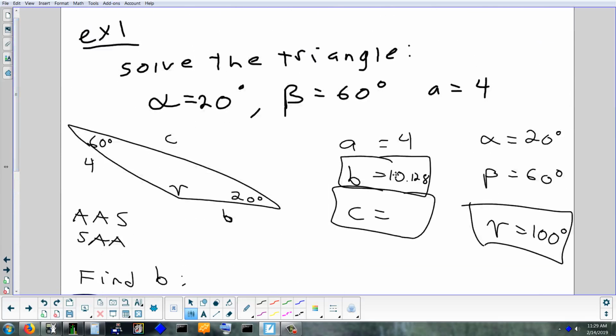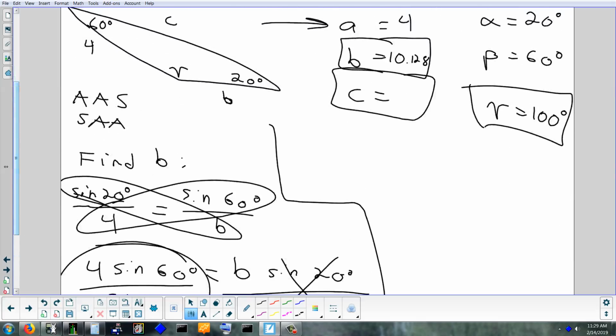So I have a choice now. I have two rows that have everything in them. I could use either row to find C. Which row should I use? Yep, A. How come? Because it was already given, and you have to calculate B, so it might not be accurate. Right. So at least if we made a mistake finding B, we're not going to use it to find C. So now let's find C. You're going to start the same way: sine of 20 over 4 equals sine of 100 over C.